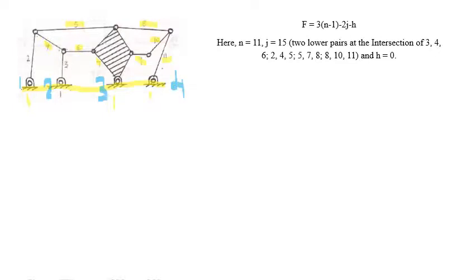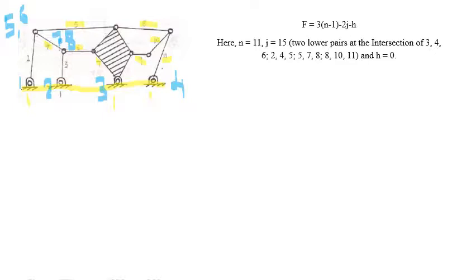Now let us see this junction. Here there is a junction of 2, 4 and 5. 3 links are connecting, therefore I will count 2 joints, 5 and 6. Similarly, in this junction also link number 3, 4, 6. Therefore, I will count 2, 7 and 8.